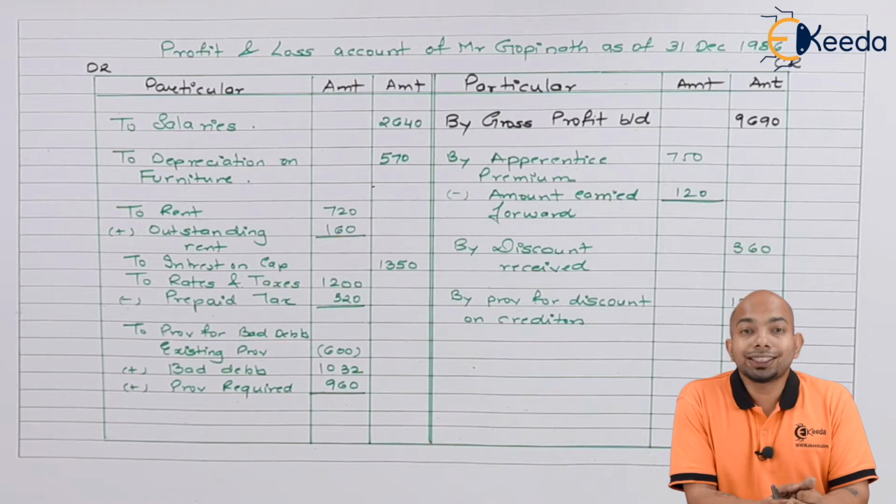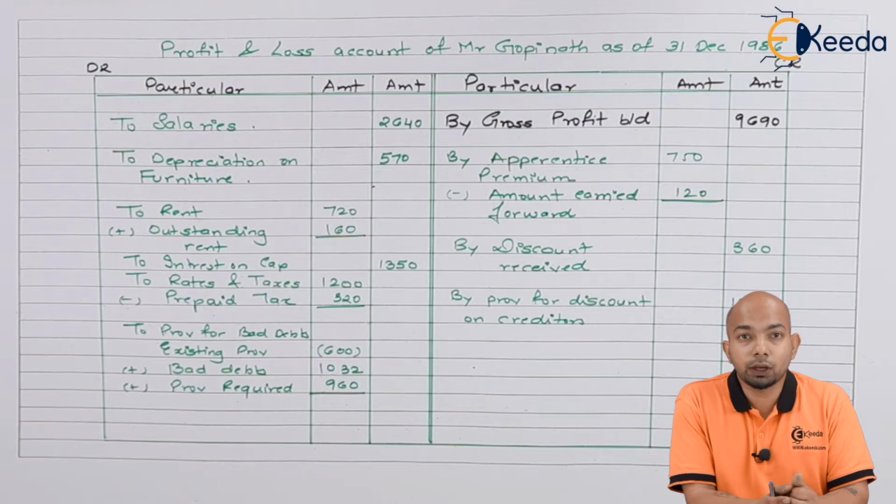Depreciation on the furniture at the rate of 10% was mentioned. Furniture amount as an asset is 5,700. That means 10% depreciation on it will be mentioned as 570 rupees, which is mentioned on the profit and loss account debit side.